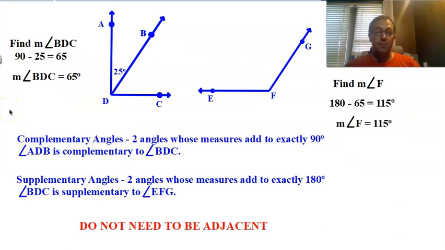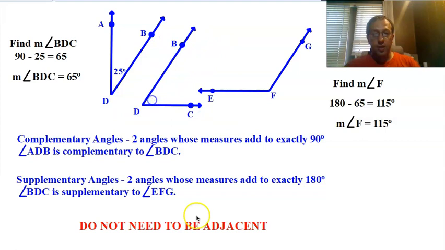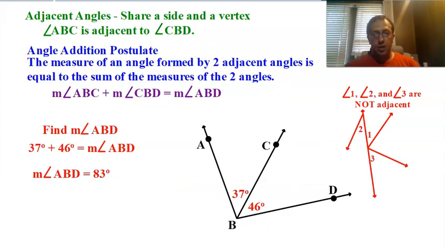Complementary means they add up to exactly 90 degrees. Supplementary means they add up to exactly 180 degrees, and they do not have to be adjacent to each other. They just have to add up. And the angle addition postulate says you're allowed to add up the angles. And adjacent, they have to be like this, like your fingers. Your fingers make adjacent angles. If you could not do this with your fingers, they are not adjacent.